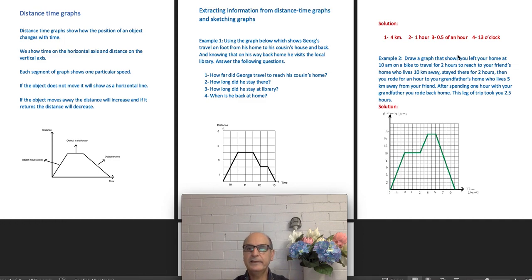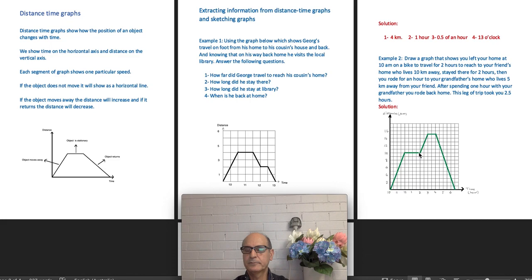Then you stay there for 2 hours. So it means you should be stationary because you are at your friend's place, you're not moving. And this should be 2 hours. So from 12 p.m. to 2 p.m.